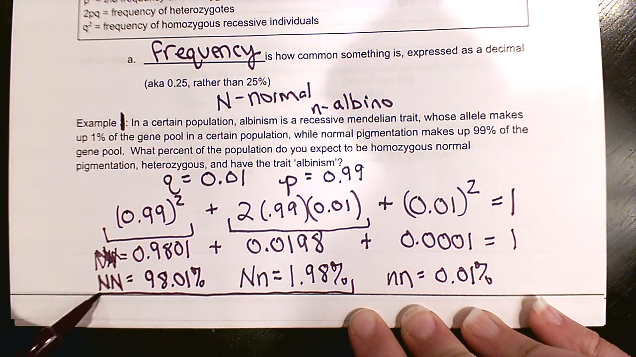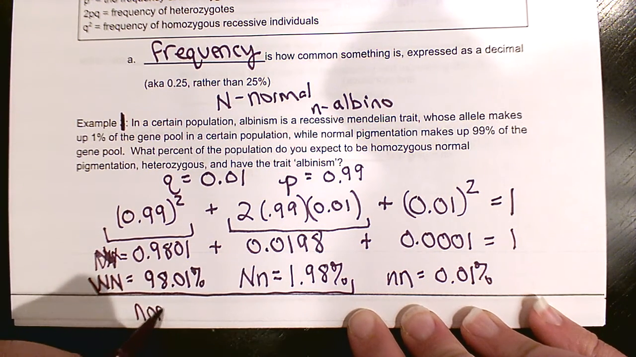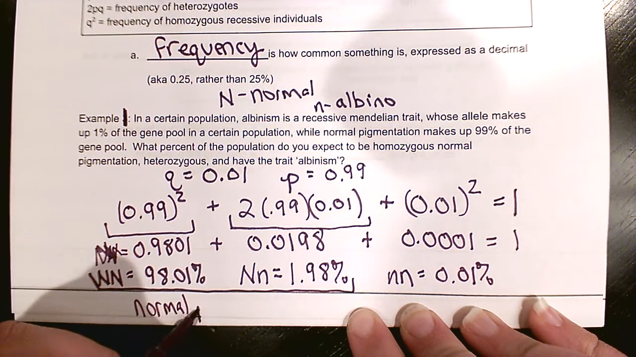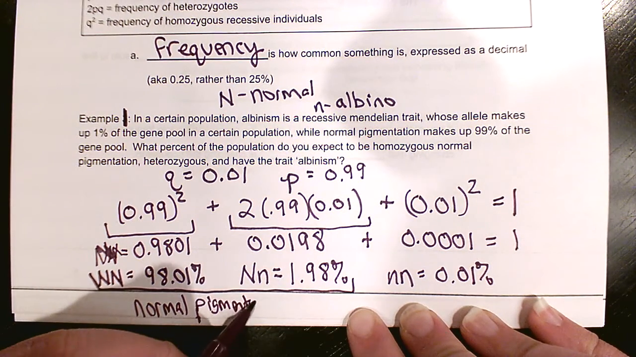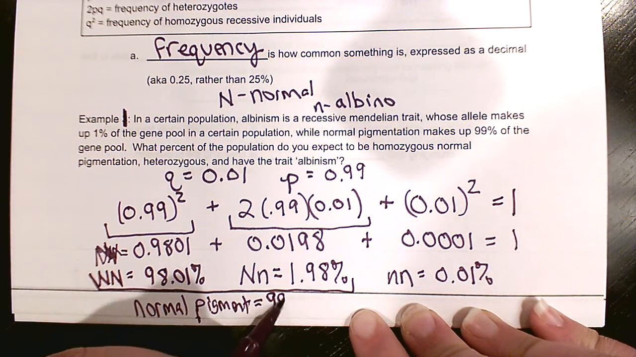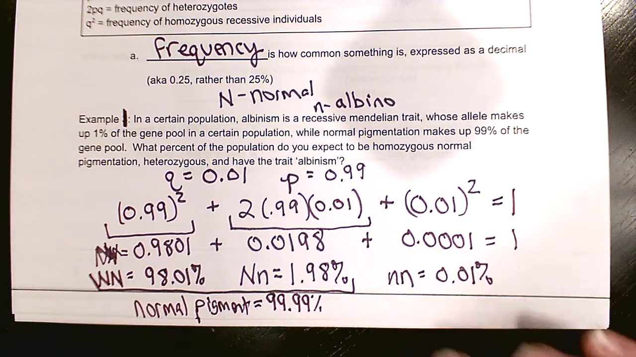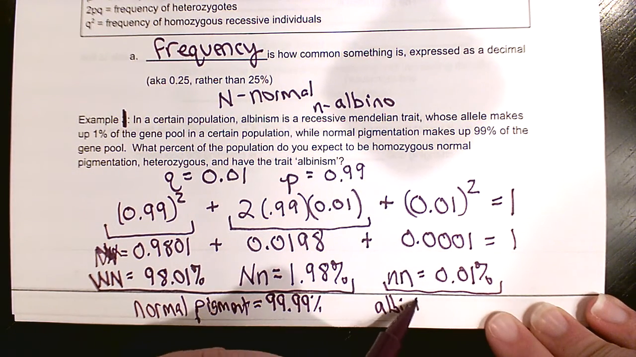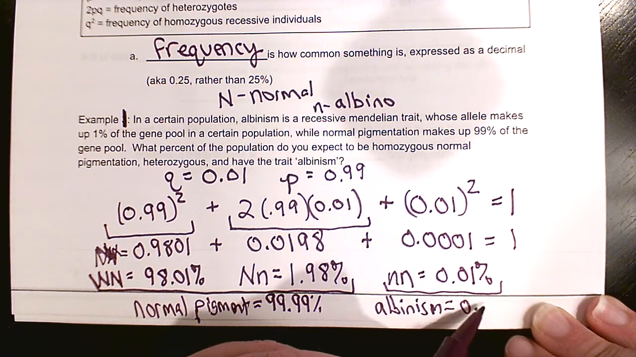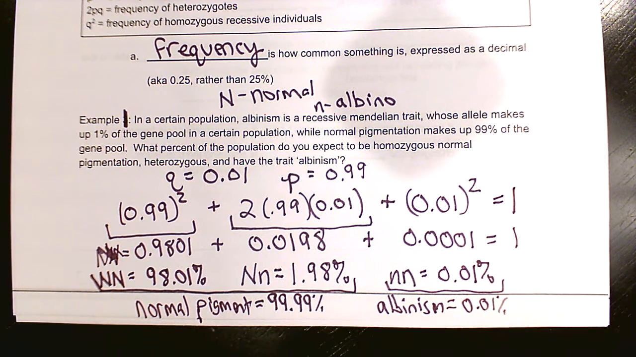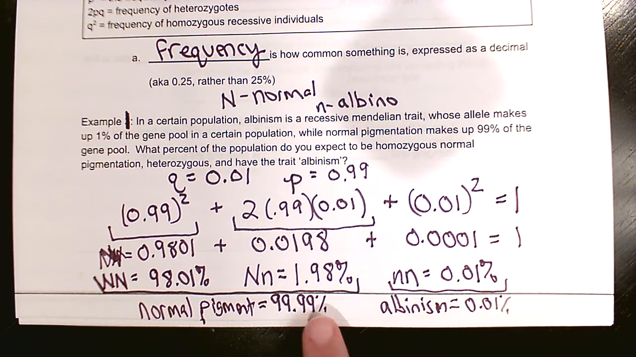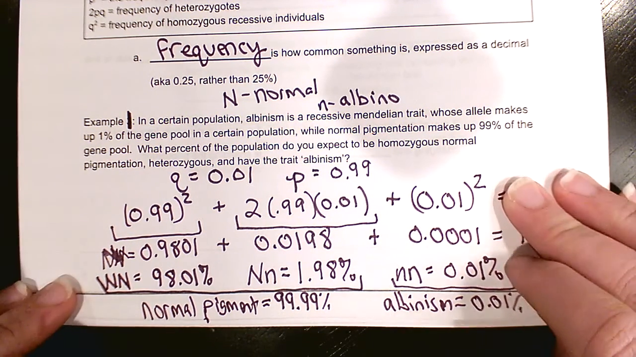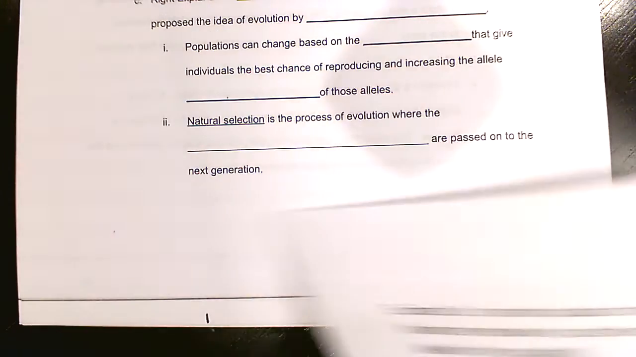Let's maybe do that here. Phenotype, right? Normal pigmentation would be 99.99%. And this one, phenotype, I might have misspelled that, albinism, 0.01%. Okay, so remember from the last chapter, if you have a dominant allele, you can be homozygous or heterozygous, you're going to have the same trait. All right, so that is example 1. I kind of wish I would have made example 2 because it's the hard one.